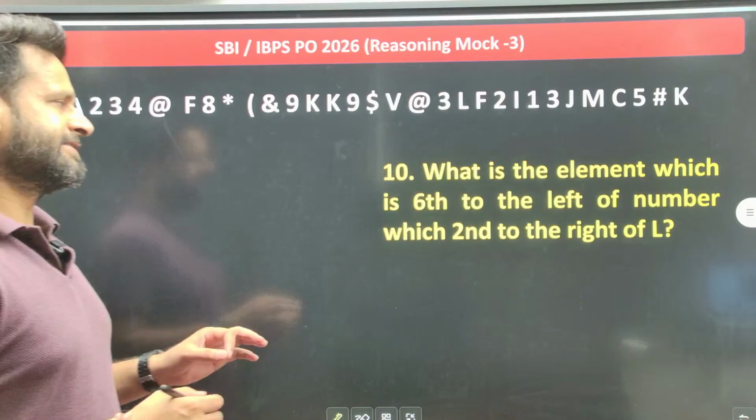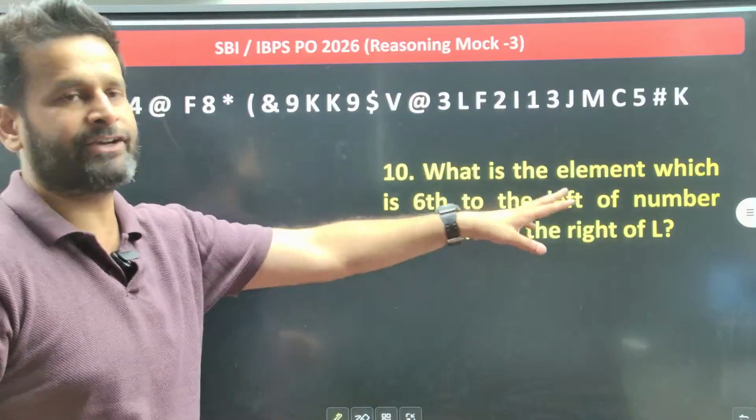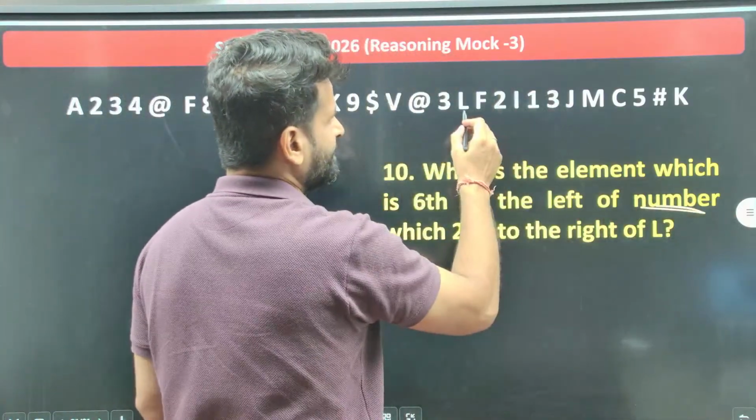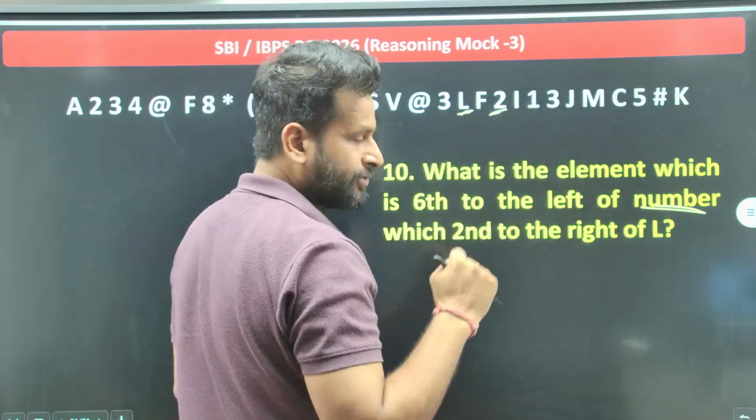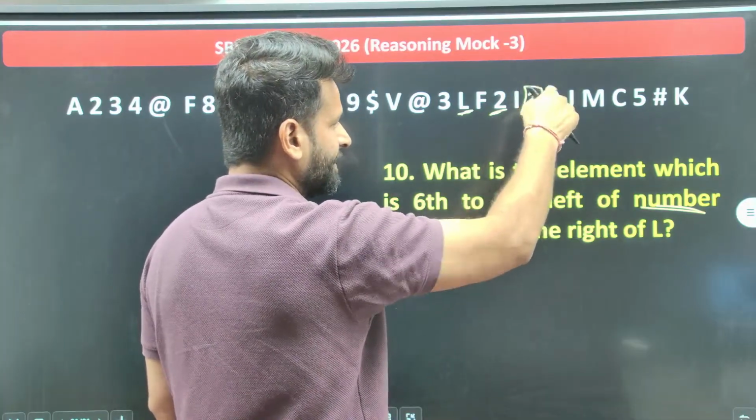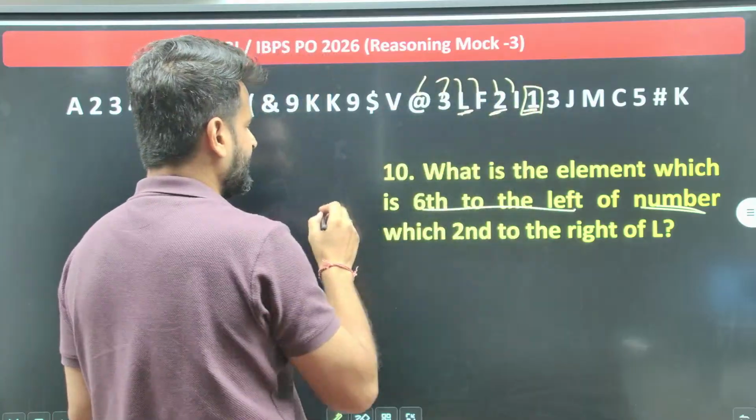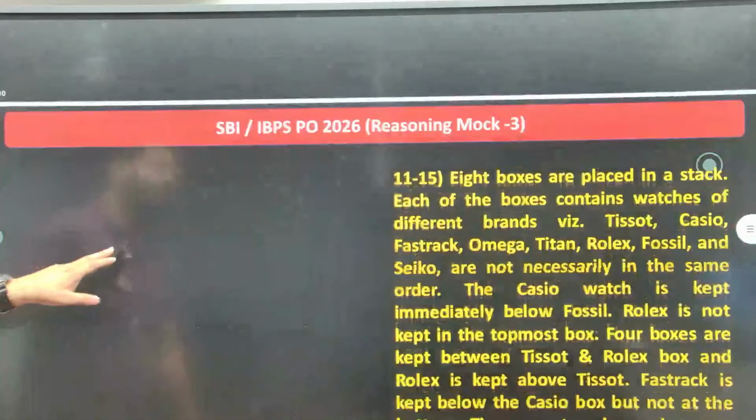What is the element which is sixth to the left of the number which is second right of L? Number second right of L. This is L. Towards the right-hand side of L, this is the first number, digit 2. This is the second number, 1. With respect to this, I need to find which is the element sixth left. So 1, 2, 3, 4, 5, 6: at the rate will be the answer. Check this out. Is it okay?